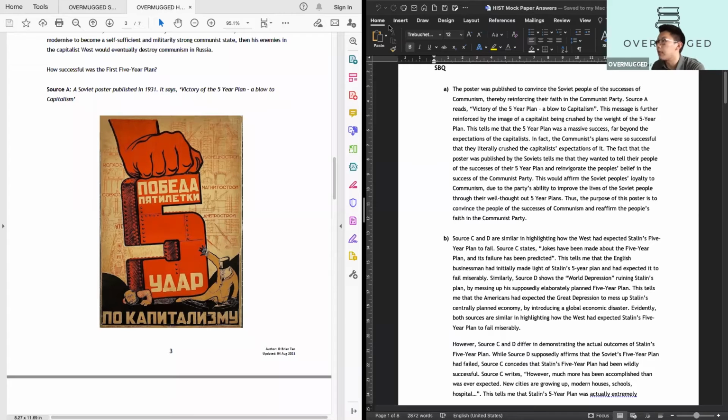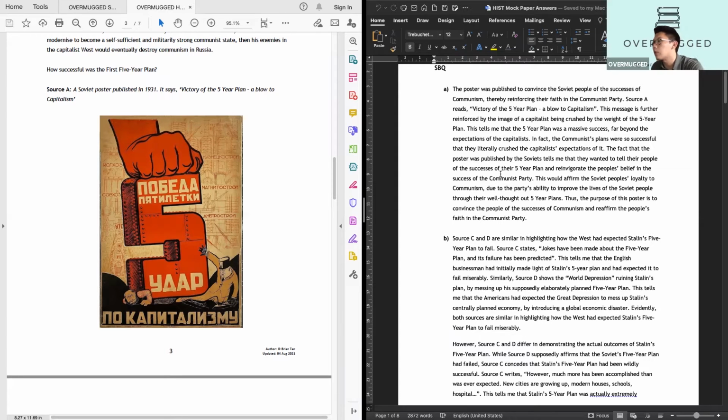Then you go on to explain, this message is further reinforced by the image of a capitalist being crushed by the weight of the 5-year plan. This tells me that the 5-year plan was a massive success, far beyond the expectations of the capitalists. In fact, the communist plans were so successful that they literally crushed the capitalist expectations of it. The fact that the poster was published by the Soviets tells me that they wanted to tell their people of the successes of their 5-year plan and reinvigorate the people's belief in the success of the Communist Party.